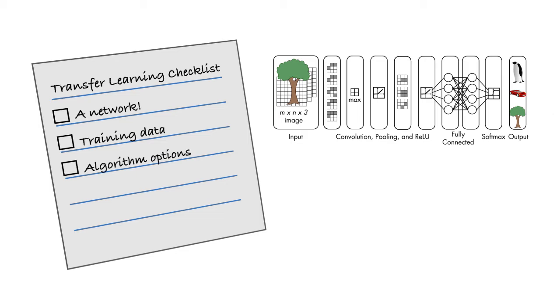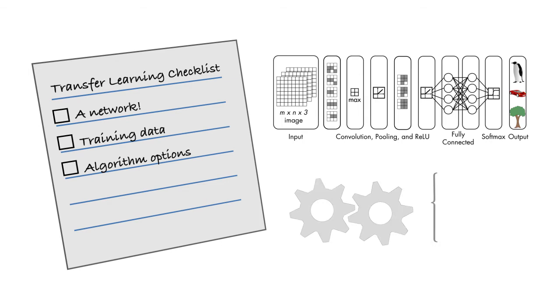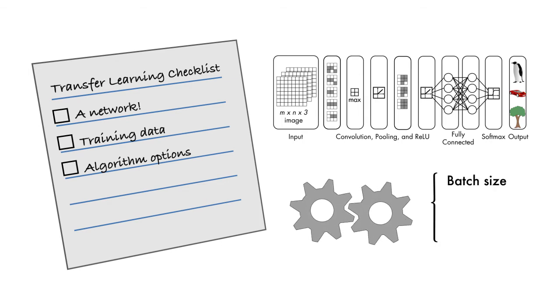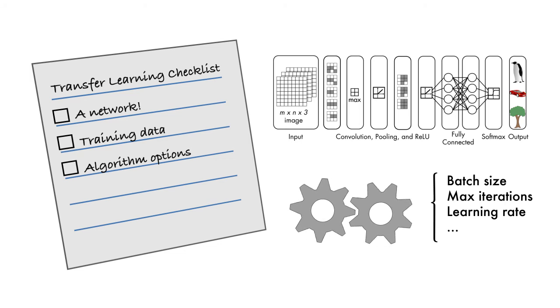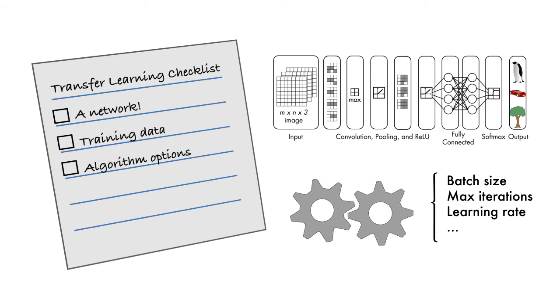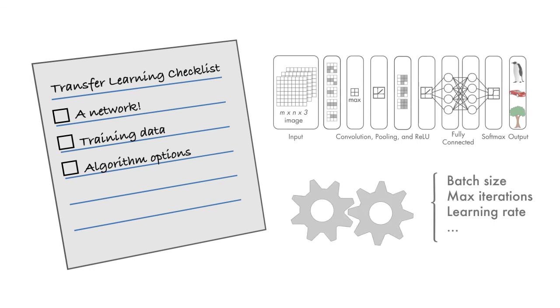Last, you'll need to specify a set of training options. Training involves applying an algorithm that iteratively improves the network's ability to correctly identify the training images. This algorithm can be fine-tuned with many parameters, such as how many training images to use at each step, the maximum number of iterations to take, the learning rate, or how aggressively new iterations should change the network parameters, and so on. So MATLAB needs you to specify a set of these training options when you train a network. But don't worry, you can often just use the default values for most parameters.